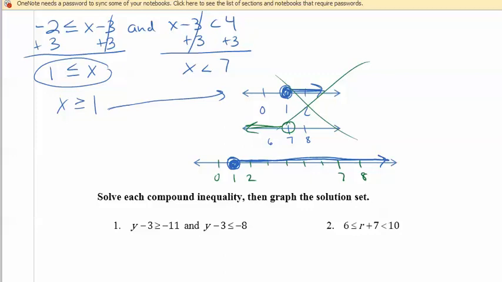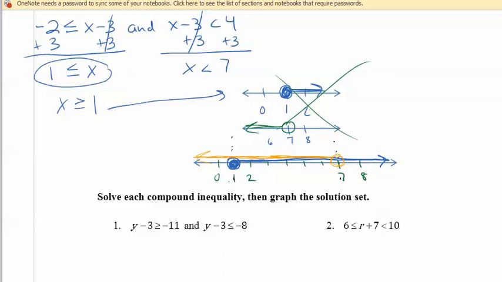The next one, let's try orange. 7 is an open circle. And this one is less than, so it points to the left. Right? And so it goes that way. Well, what I'm really interested in is what my inequality is doing between these two numbers.